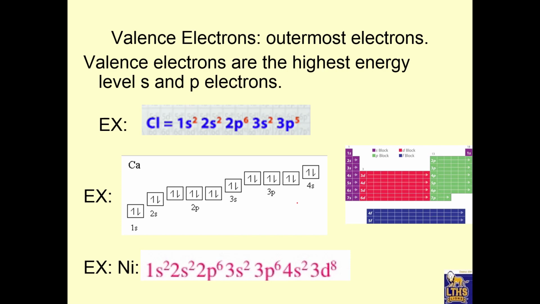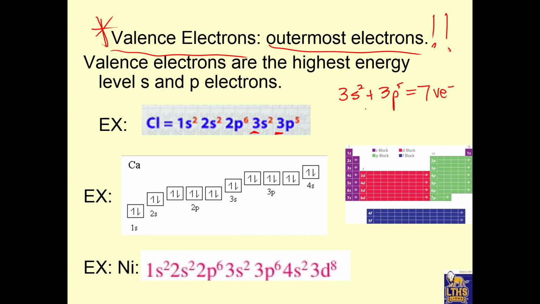All right. Another couple things. Valence electrons. These are outermost electrons. Write this down. Valence electron definition: they're the highest energy level s and p electrons. So I wrote out chlorine's electron configuration. How do I find the valence electrons? I find the highest energy level. 3 is the highest energy level represented in this electron configuration. And then I add the 3s plus the 3p electrons together. So I got 2 plus 5, 7 valence electrons for chlorine. Okay, chlorine has 7 valence electrons. All right, we'll talk about what that means in a second.